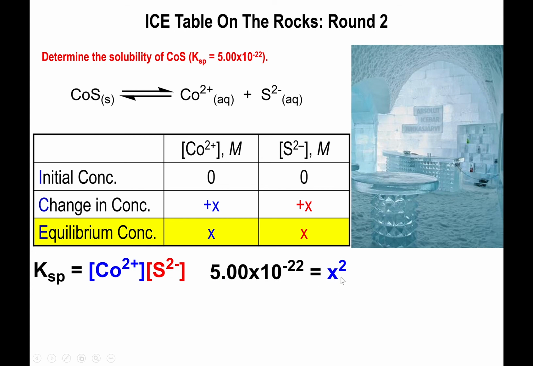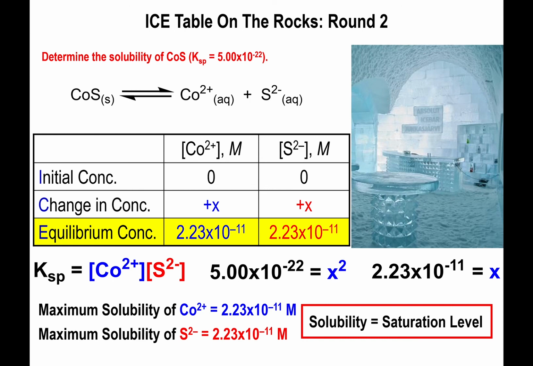So if you take the square root of both sides, you'll find out that X equals 2.23 times 10 to the negative 11. And that means that the equilibrium concentration for both cobalt and sulfide is very small. We're basically talking about 22.3 picomolar, which is very small. You might not even be able to measure that because it's that small. But this is the saturation level. That's as much as you can have in solution before the cobalt and the sulfide start precipitating out as a solid.